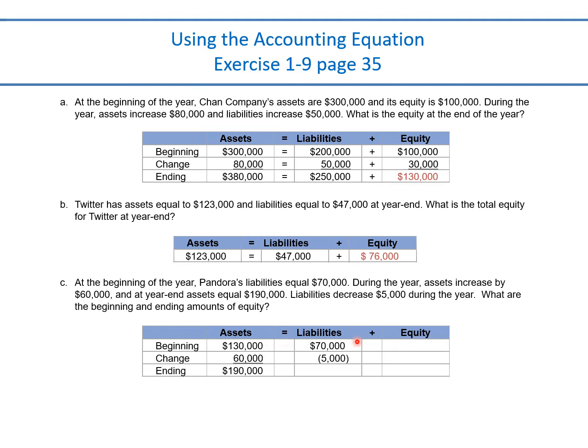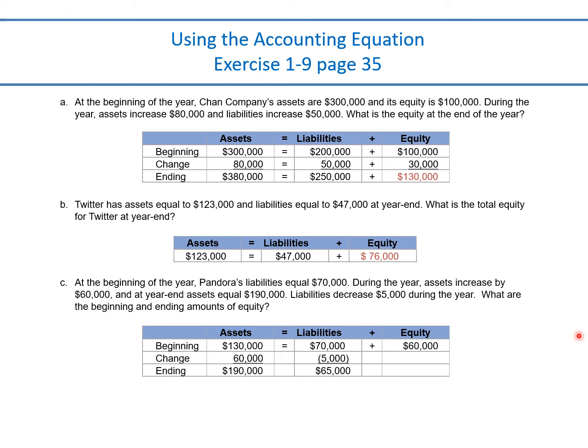And then they told us that we start the year with 70,000 in liabilities. During the year, liabilities decreased by 5. So that means at the end of the year, we've got liabilities equal to 65,000. Now we can solve horizontally for equity. So if you start the year at $130,000 of assets, and you start the year with $70,000 of liabilities, 70,000 plus what number equals 130? That would be $60,000.